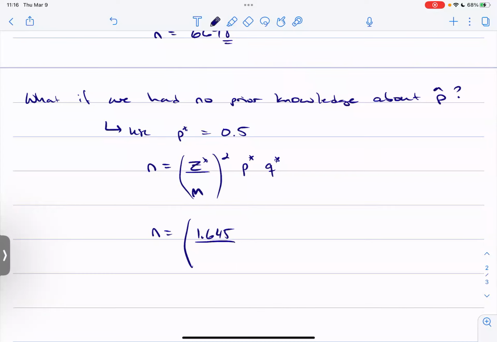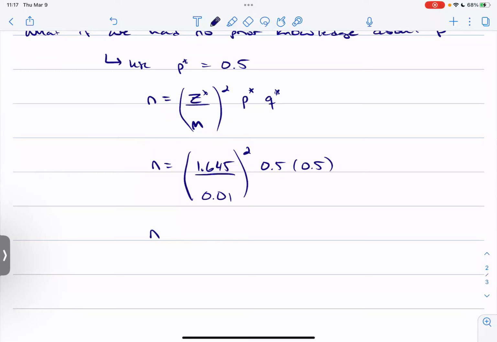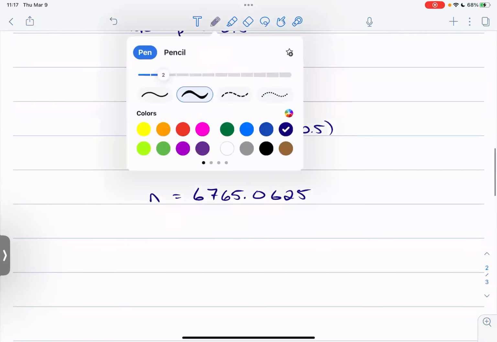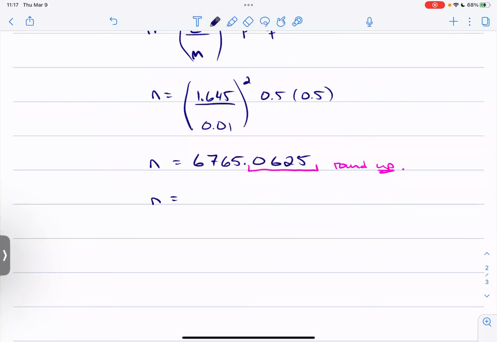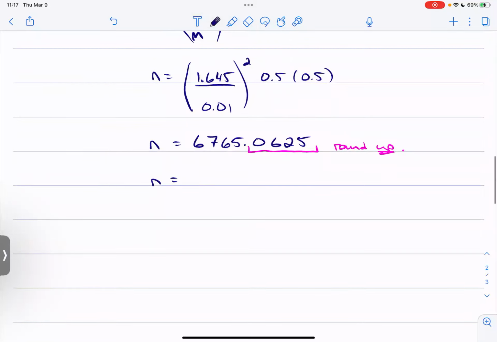1.645, right? The confidence level stays the same. The desired margin of error stays the same, but I'm going to change P star to 0.5, and Q star to 1 minus 0.5. So I get 1.645 divided by 0.01, squared, times 0.5 times 0.5. That gives 6,765.0625. So even though this is small, you still have to round up. Kind of counterintuitive initially, but if you think about how it relates to M, then it's not too bad, right? 6,766.